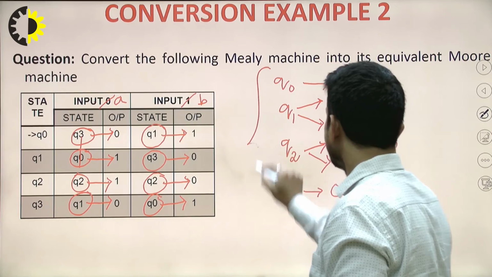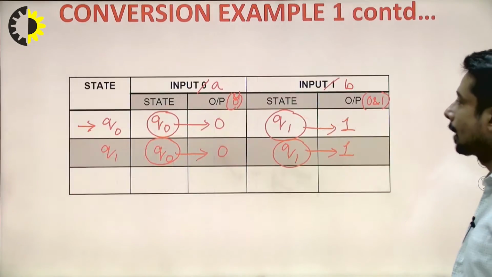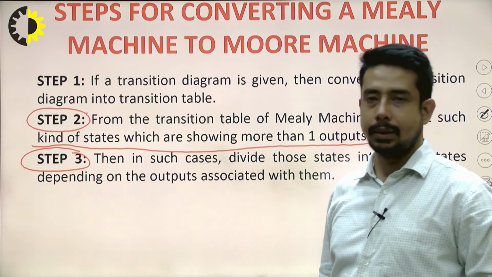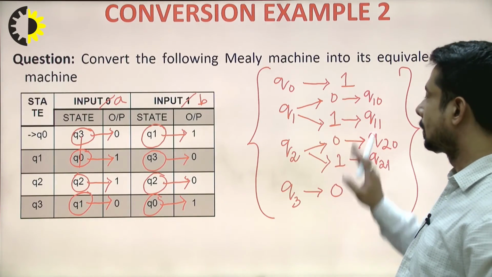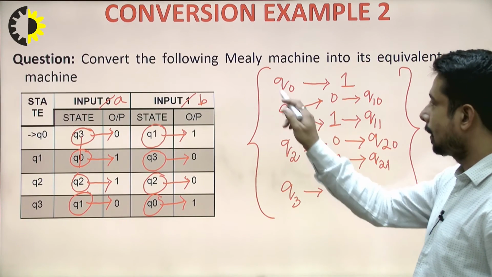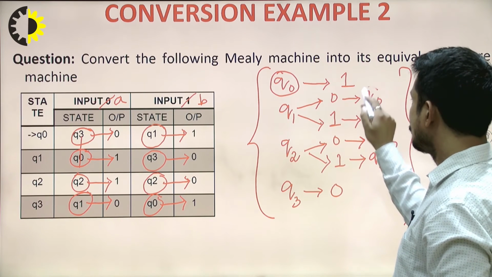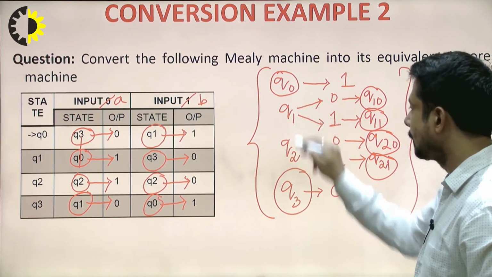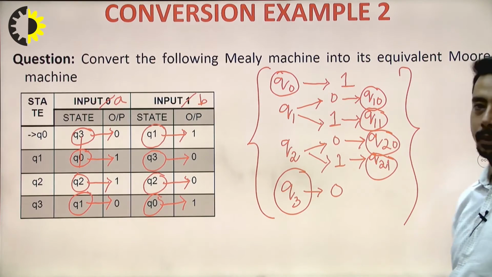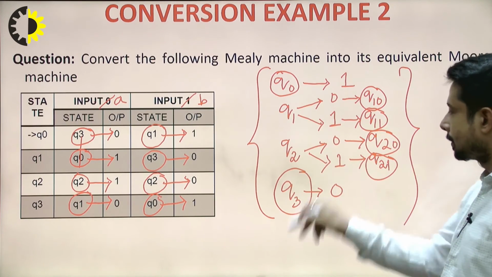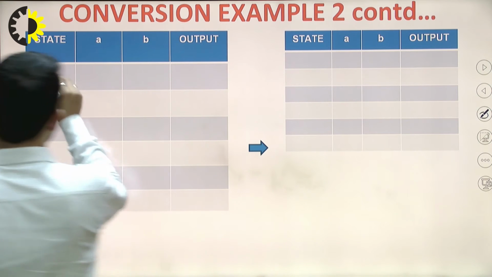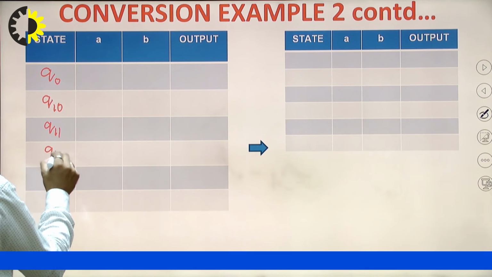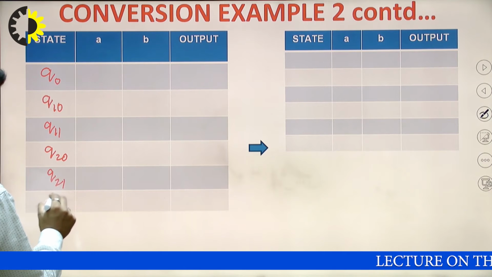So this is the overall analysis that I have got from step number 2 and step number 3. I hope it is clear till now. Now how many states are we having? 1, 2, 3, 4, 5 and 6. Not this one, this one has been divided into two states. So 1, 2, 3, 4, 5, 6. Write down the names of it: Q naught, Q10, Q11, Q20, Q21 and Q3.